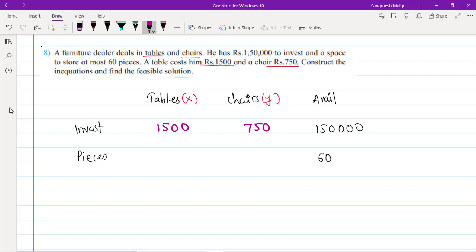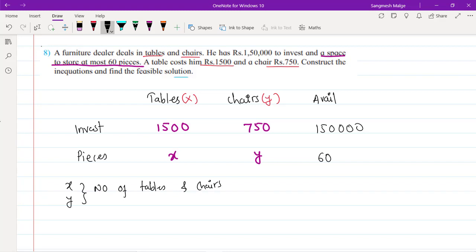What about the next constraint you have? Here you have x number of tables and y number of chairs. Now see the second constraint: the space to store is at most 60 pieces. So what you have considered, x and y, are the number of tables and chairs. That's why I have written x and y as it is.